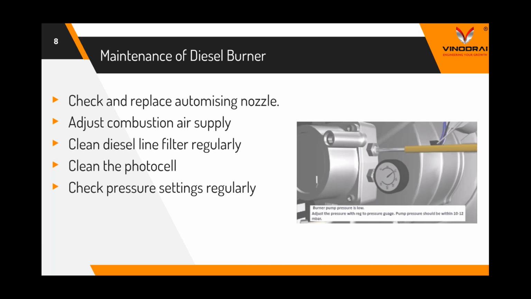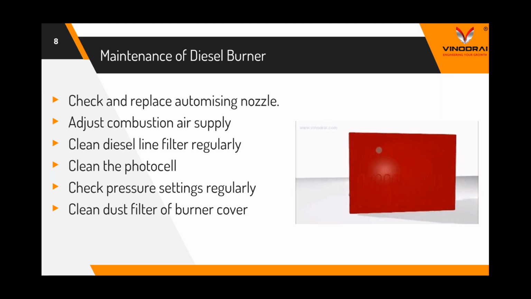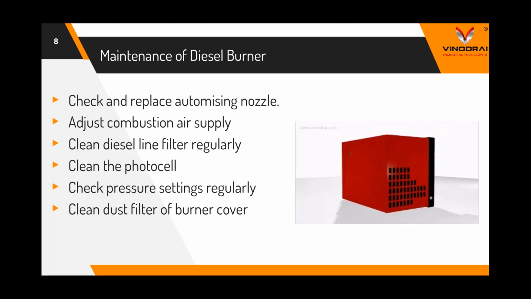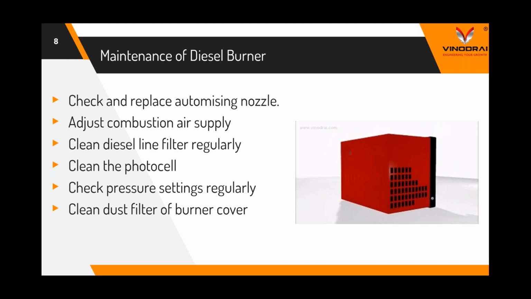Check pressure settings regularly, because the pressure setting in the pump regulates the pressure of the fuel to the atomizing nozzle, and if the pressure is not proper, your atomization and spraying of diesel will not be proper, resulting in inefficient fuel consumption. Clean the dust filter of the blower. A clogged air filter results in suction of a lesser amount of air for the same air setting, and thus affects the combustion rate of your fuel.